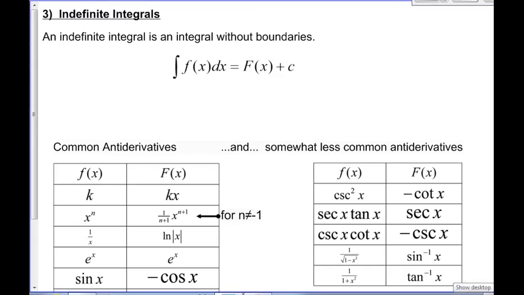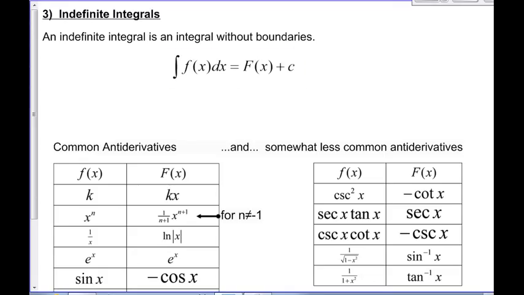Now we'll take a look at indefinite integrals. And an indefinite integral is just an integral without boundaries. And we'll bridge the gap between what that means graphically, what we've been doing up to now, and what it means algebraically, which we're about to do. We'll bridge that gap in the last piece where we do the fundamental theorem of calculus.